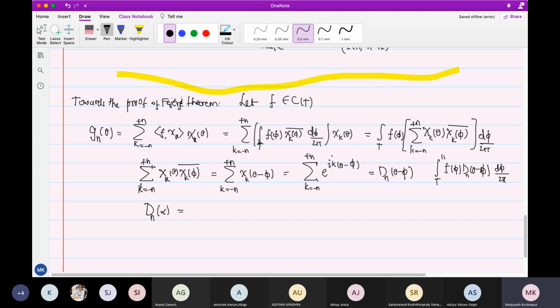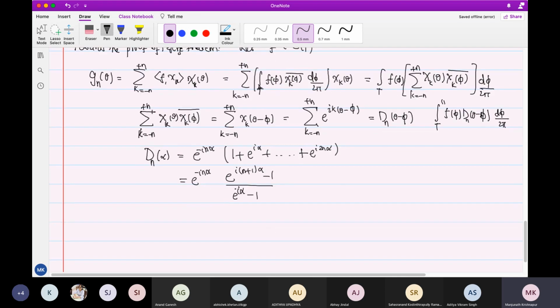So D_n of alpha is actually a geometric series. If I pull out e to the minus i n alpha, I see that it is 1 plus e to the i alpha plus up to e to the i times 2n alpha, which is a geometric series. It is e to the minus i n alpha times e to the i (2n plus 1) alpha minus 1, over e to the i alpha minus 1. Sorry, this is 2n plus 1.